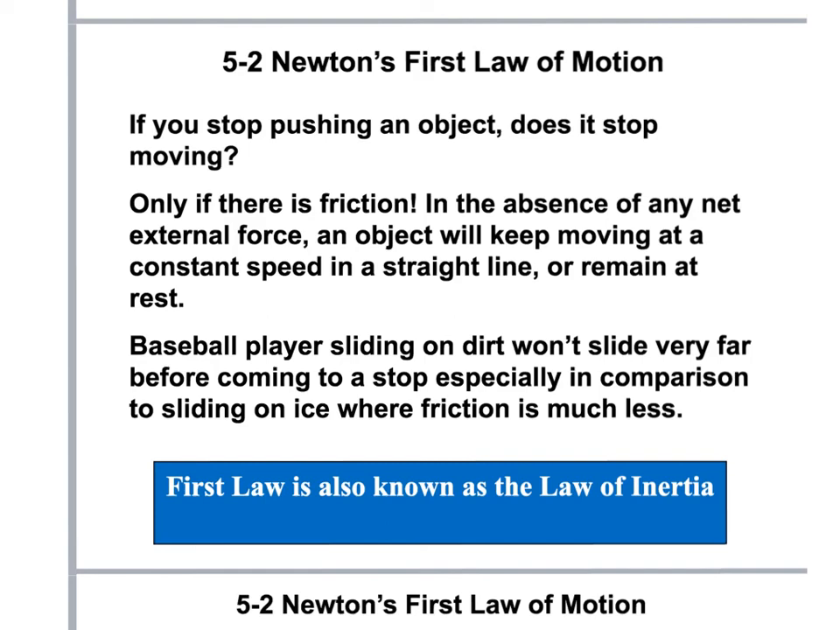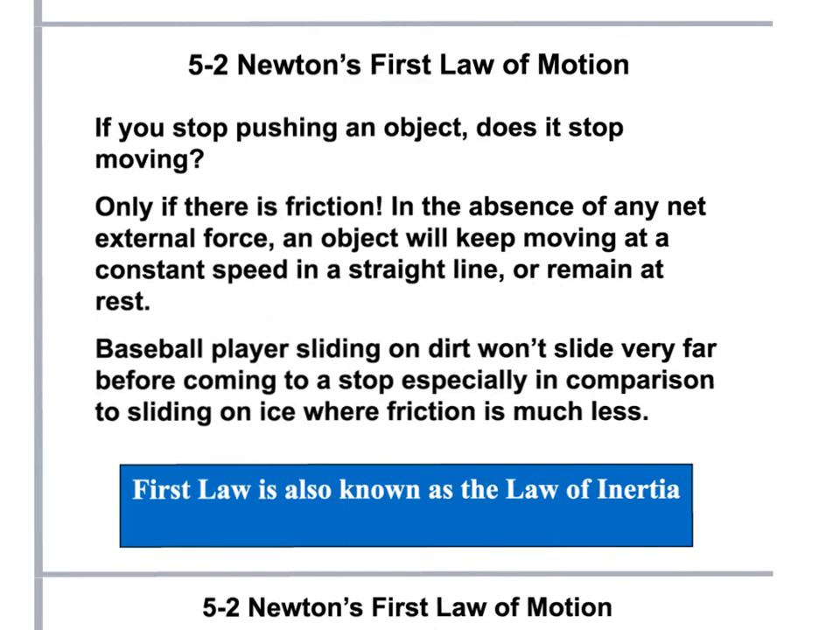So in the absence of any net external force, the object's going to keep on moving at that constant speed, and it's going to do so in a straight line. Or in the absence of that net force, it'll remain at rest. So if you have a table here and a book on the table, and there's no net force, there's no single force either. So in the absence of any net external force, that book is going to stay on that table. Some kind of a force has to be exerted to get that to move. So it's going to remain at rest.